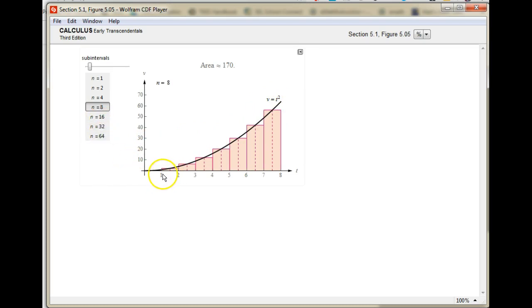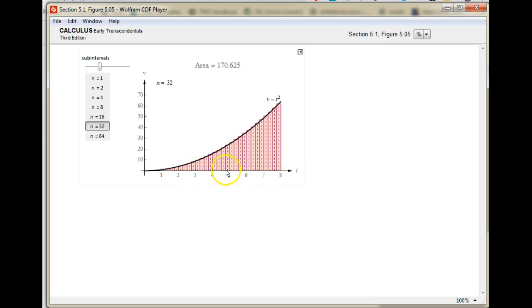So once again, let us cut the width of those rectangles in half and double their number. N equals 16, 170.5. N equals 32, 170.625. Now you can see this limiting behavior, right? Do you see that the area under the curve is actually converging to a value as the limit of the number of rectangles?